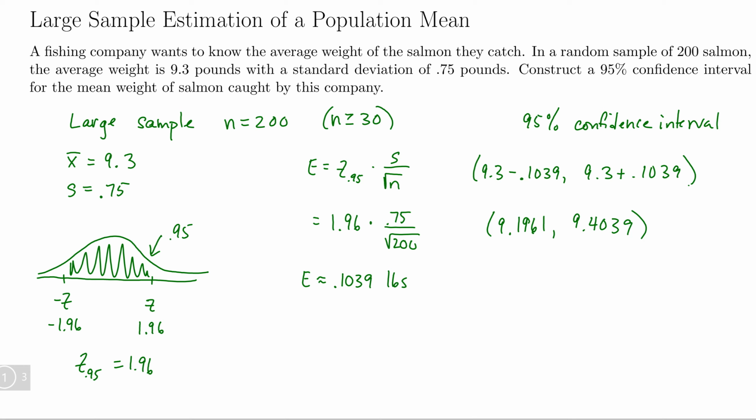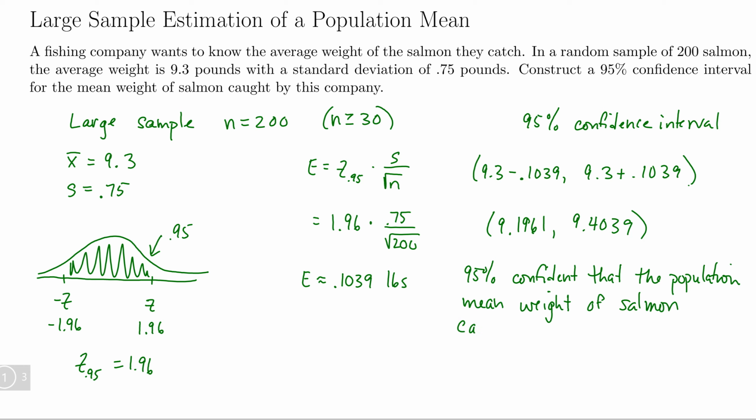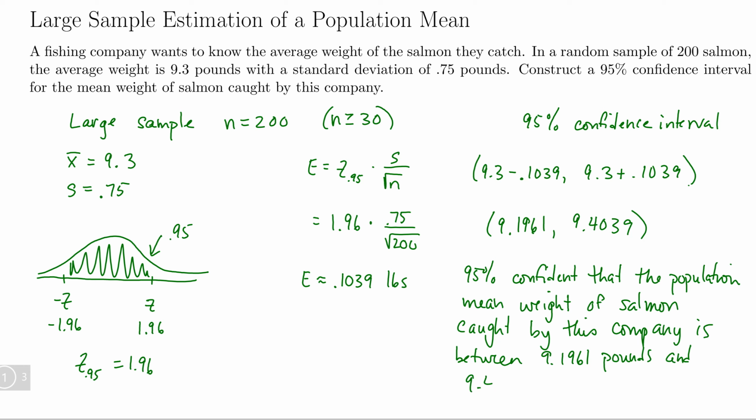So we can say that we are about 95% confident that the population mean weight of salmon caught by this company is between 9.1961 pounds and 9.4039 pounds.